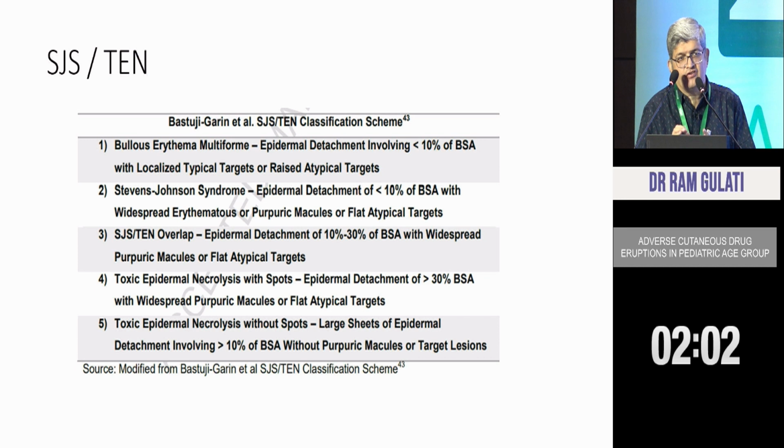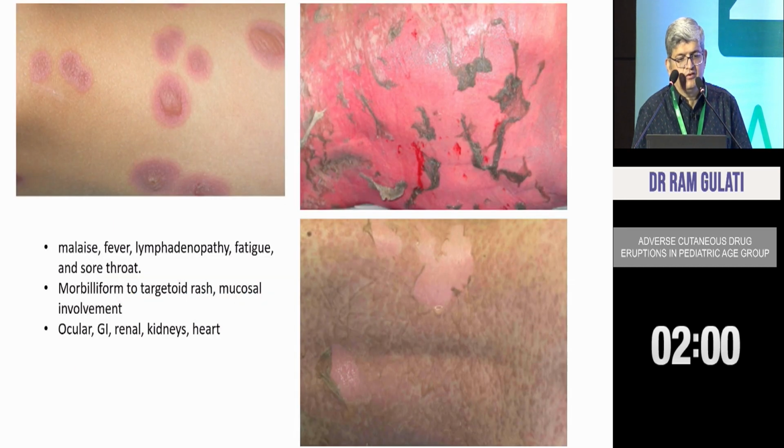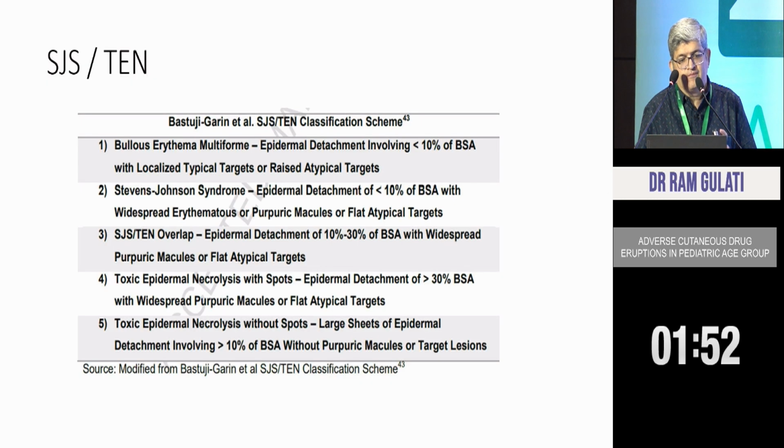A target simply means that there are 3 zones: a central dark zone, a peripheral red zone, a peripheral pale zone, and then a darker one on the outside. But atypical targets have only 2 zones. So atypical target means you don't have the characteristic 3 zones, and these are much more commonly seen in SJS and TEN. Between 10 and 30% is an overlap between Stevens-Johnson syndrome and toxic epidermal necrolysis. More than 30% is toxic epidermal necrolysis.